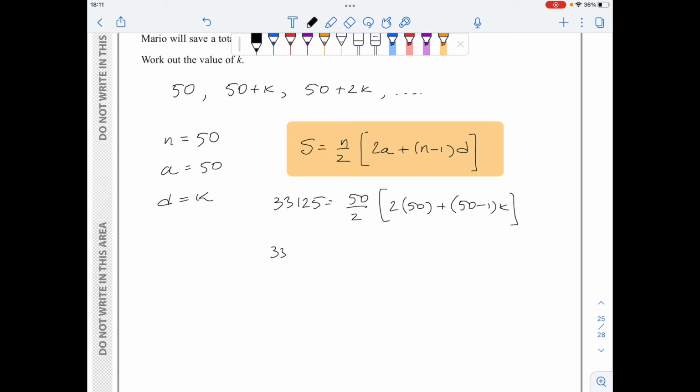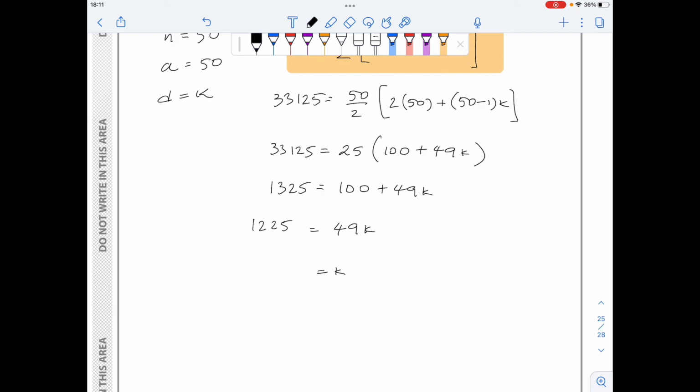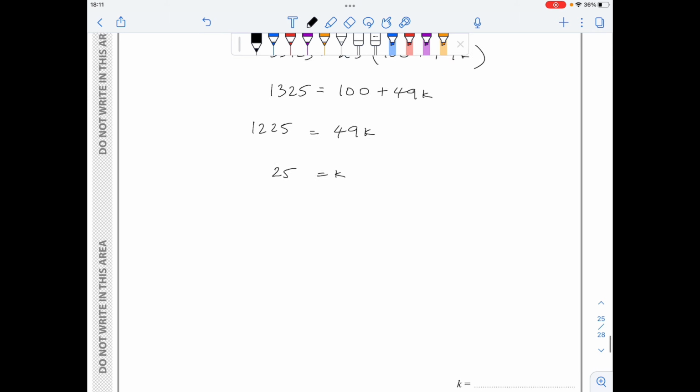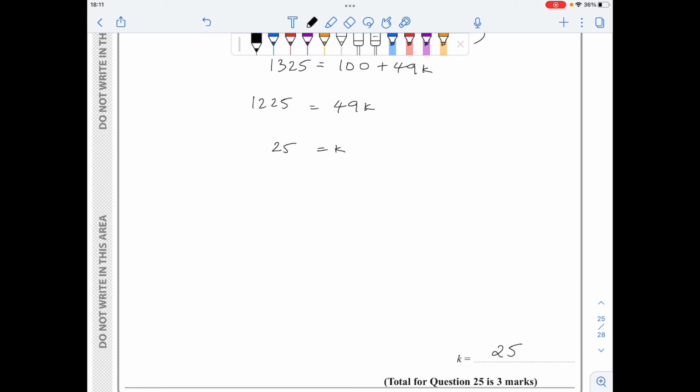So 33,125 is equal to 25 times (100 plus 49K). Let's divide both sides by 25. So 1325 equals 100 plus 49K. Subtract the hundred. 1225 equals 49K. So K comes out to be 25. That's the final answer.